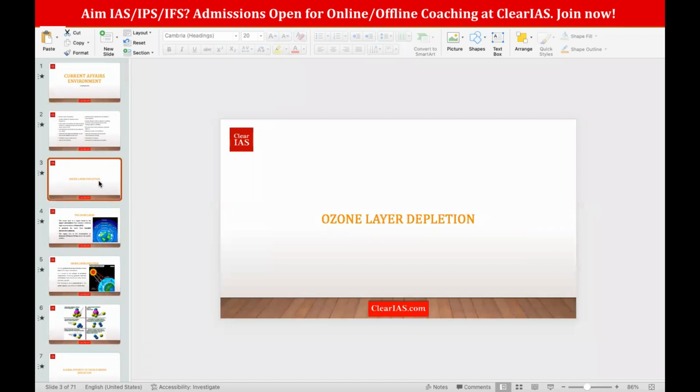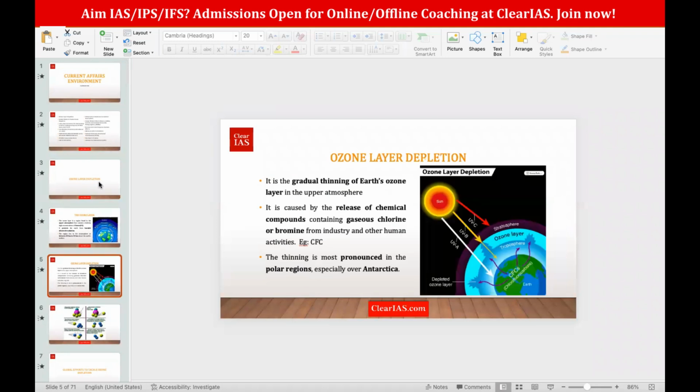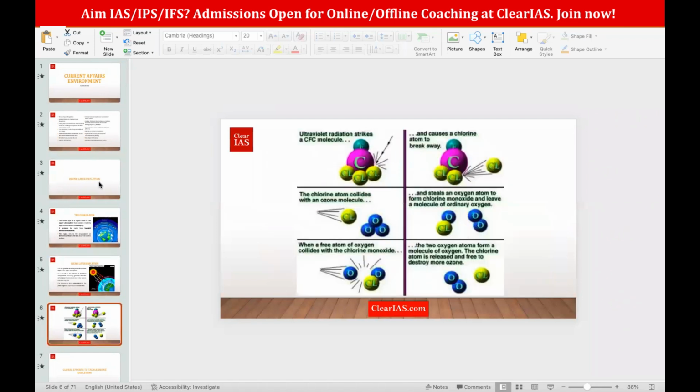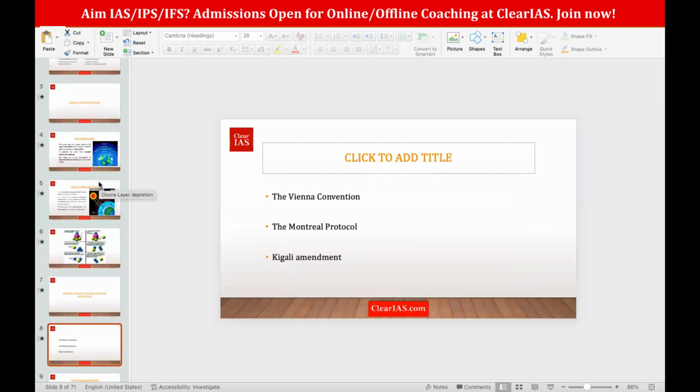First, we spoke about ozone layer depletion. What is the ozone layer? We spoke about it. Then how the depletion is happening, especially the chlorofluorocarbons. We also spoke about the mechanism, how it works, and the global efforts to tackle ozone depletion. So we have the Vienna Convention, the Montreal Protocol, and also the Kigali Amendment. You must remember all these three.